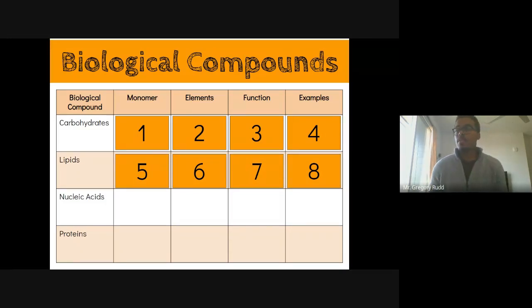But we're looking at this table. So I told you all yesterday that we've got 4 biological compounds. We introduced the first 2 yesterday, carbohydrates and lipids. But I also told you that there are 4 things about each biological compound that I'd like for you all to memorize. I'd like for you to memorize the monomer of each biological compound, the elements that make up the compound, the function of that macromolecule, and several examples of the macromolecule as well.